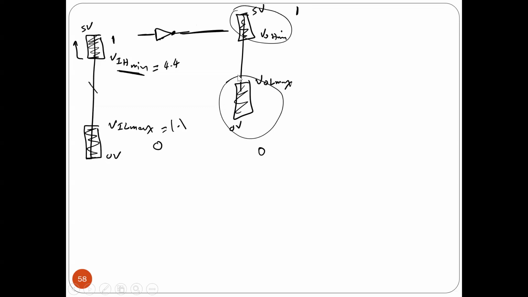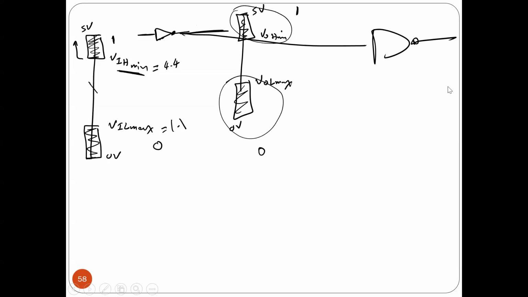Let me ask you a question. By common sense, should there be some relation between the output high minimum and the input high minimum, and between the output low maximum and the input low maximum? Or is there no relation, are they irrelevant to each other? There should be a relation. Why? Because this gate is going to be connected to another gate. So if this gate outputs high, the other gate has to take it as high. So they have to be compatible. You got what I'm saying? If I output high, it has to be in the same range that is interpreted as high here. If I output low, it has to be in the same range. That's why there is a relation.